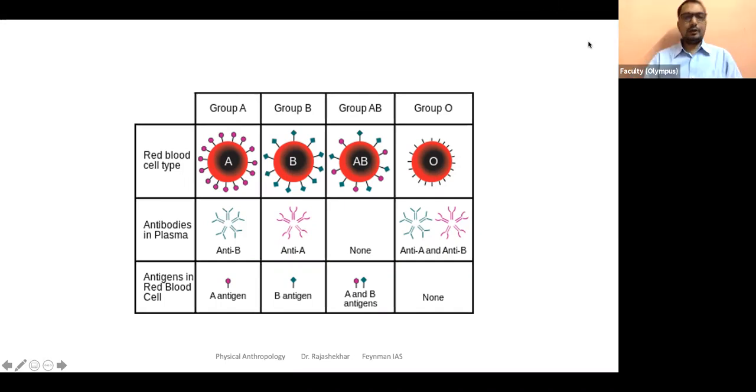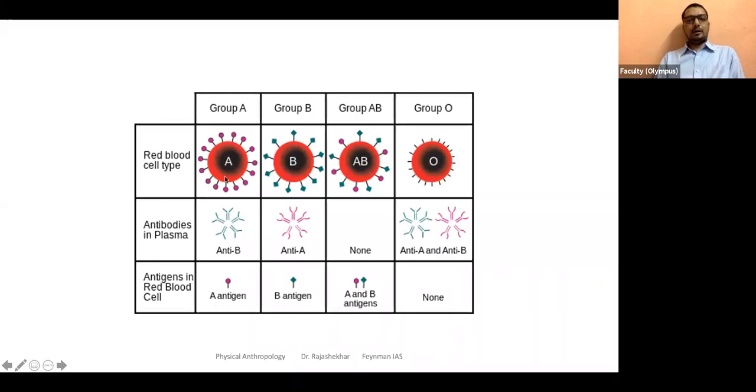Okay, so if you want, you can draw the box like this. So write down the group A, B, AB, and O on top. And on the left-hand side, you write antigens and antibodies. Only two rows are enough. So in this row, what can you write?